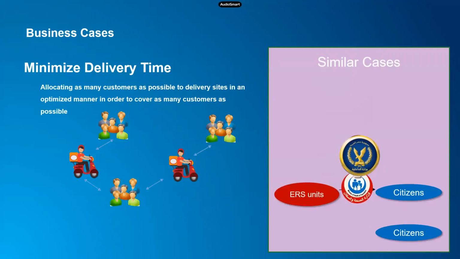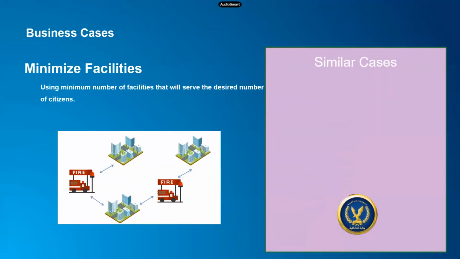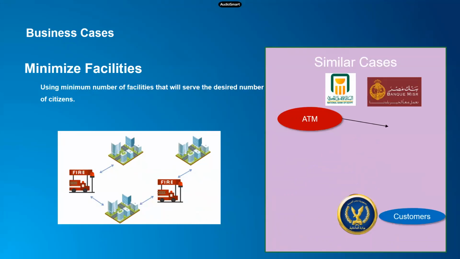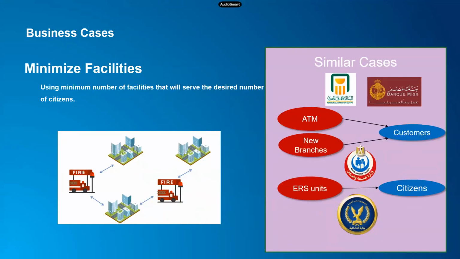Another business case is the delivery time. How can I allocate as many customers as possible to a delivery site? How do I allocate my ambulance units to the citizens, or my fire trucks to the citizens? Another case is how to minimize my facilities. Let's say I have lots of branches of my service and I want to minimize them, make some cost optimization. So how do I do it?